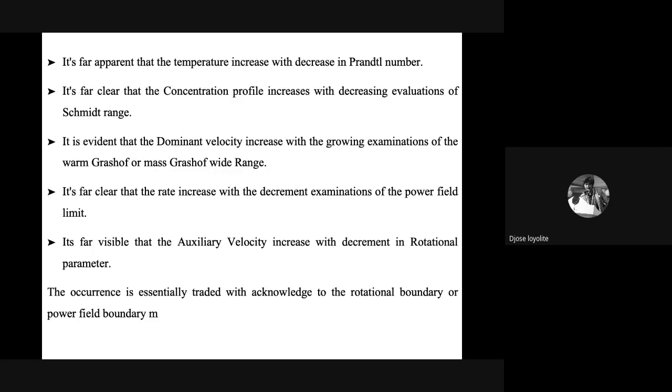It is also visible that the secondary velocity profile, that is the axial velocity profile, increases with a decrease in the rotational parameter. The occurrence is essentially associated with the rotational parameter or the magnetic field parameter M. These are my related works.